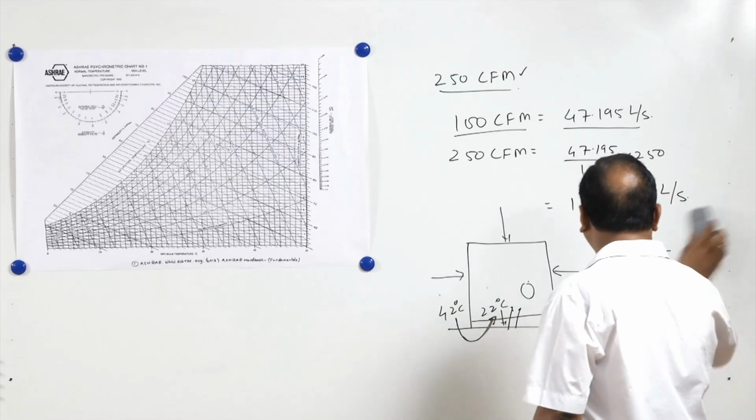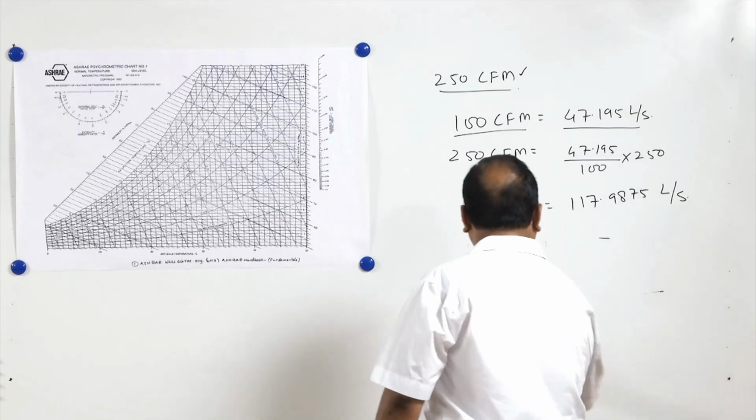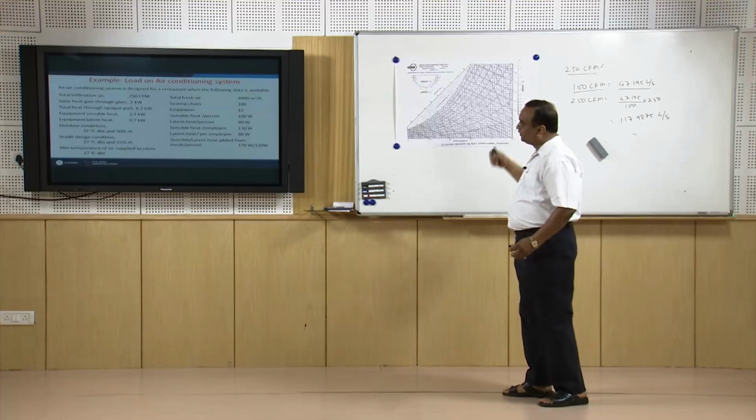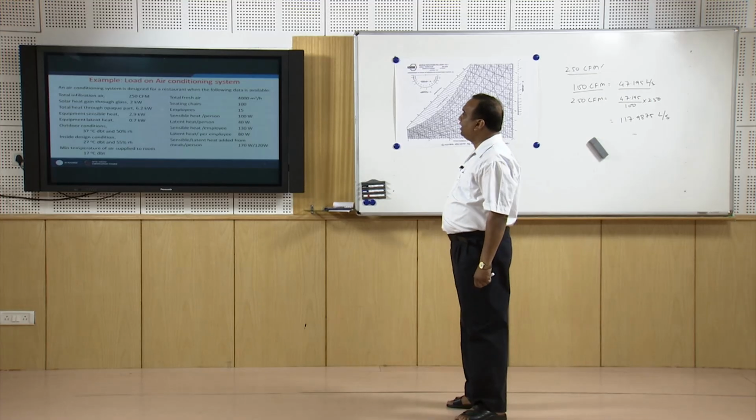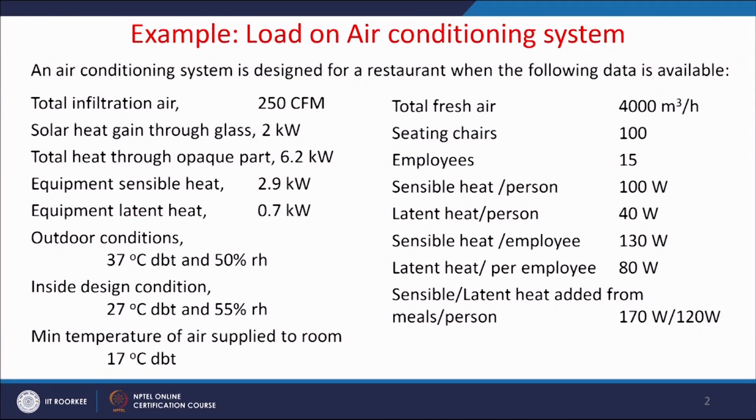So here in this case, because this is summer air conditioning, the total heat through the opaque part is 6.2 kilowatt. Equipment sensible load: there may be a number of equipment like toasters, heaters, tube lights, computers, printers. So their load is 9.2 kilowatt.